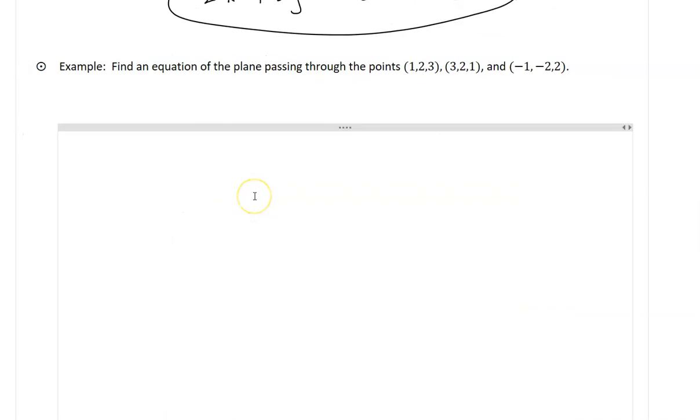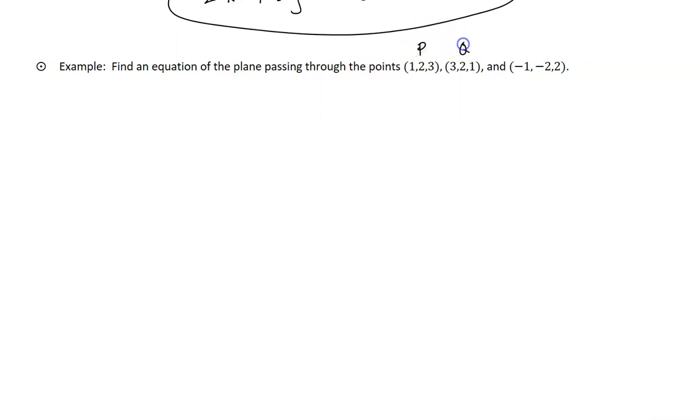This example says to find the equation of the plane passing through the points (1, 2, 3), (3, 2, 1), and (-1, -2, 2). So we'll call these P, Q, and R. Notice they didn't give us a normal vector. That's something that we are going to have to find.